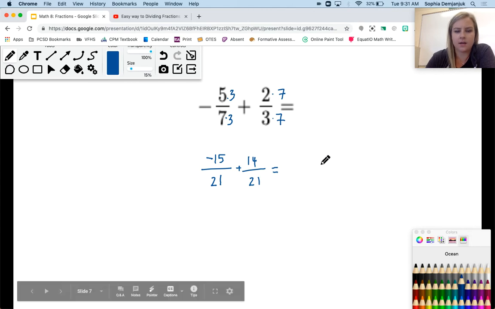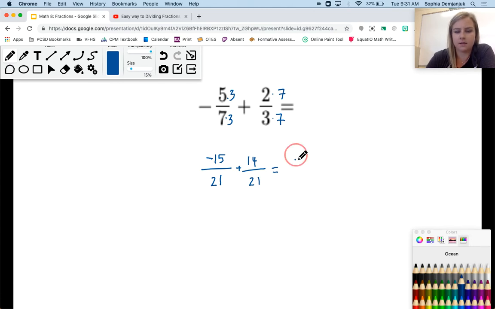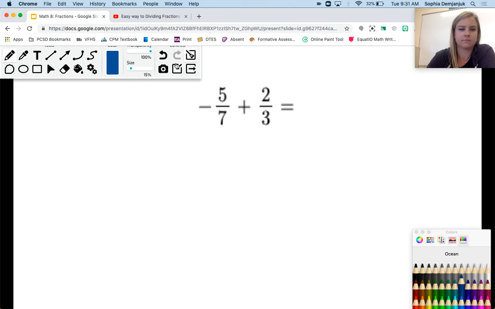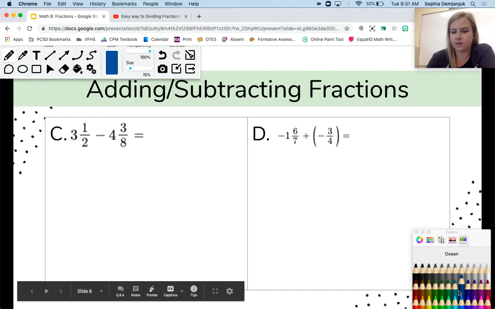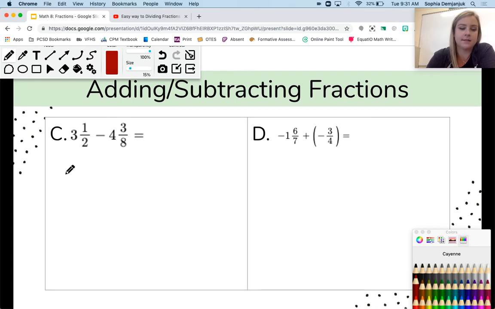Add the numerator, so negative 15 plus 14 gives me negative 1. Bring the denominator over, and there's no more simplifying to be done. So these ones are the same, but there's one more extra step that makes it a little bit harder. We have to convert our mixed fractions into improper fractions and then do the same steps over again.